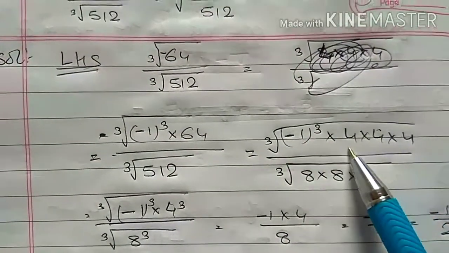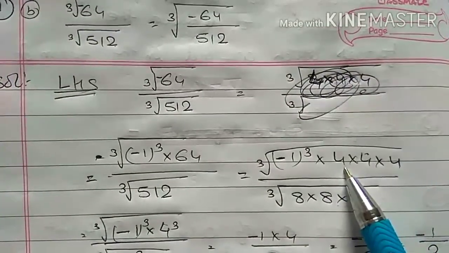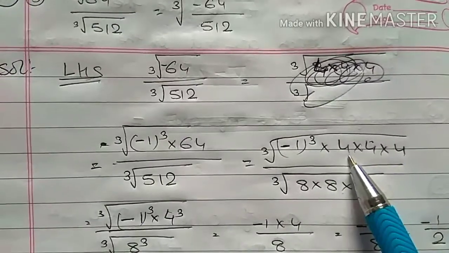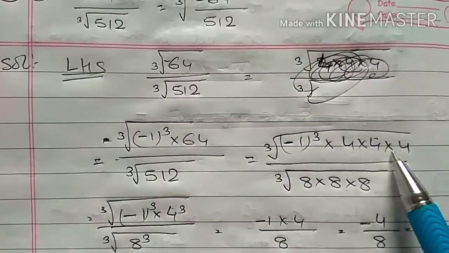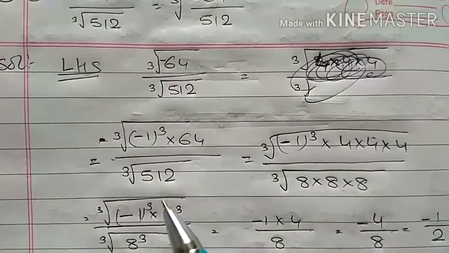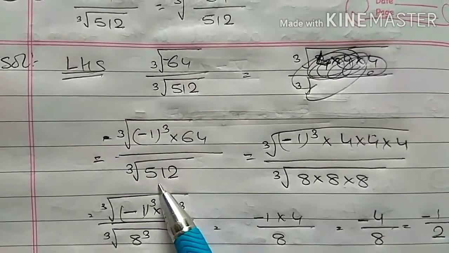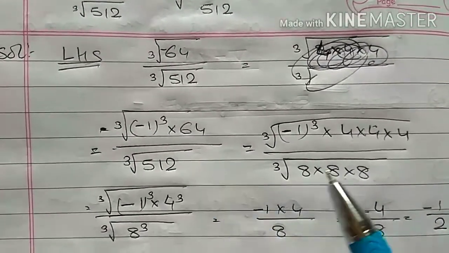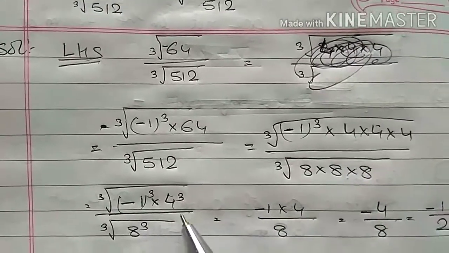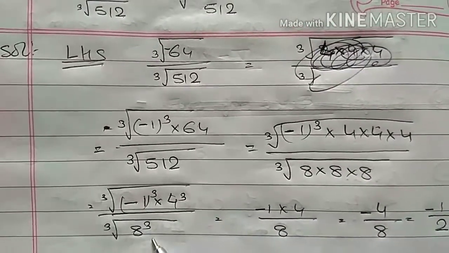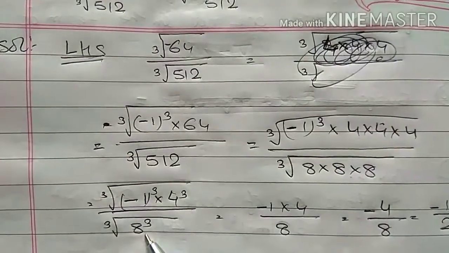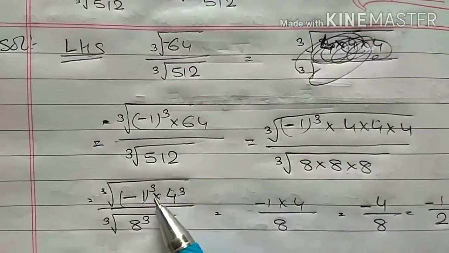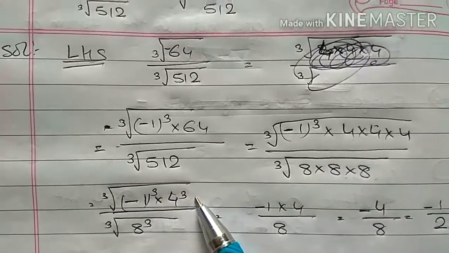So in that case, the prime factorization of 64 is 4 into 4 into 4, and the factor of 512 is 8 into 8 into 8. And what will we get? 4 to the power cube and 8 to the power cube. After removing this cubic root, it will remove this power of 3 also.